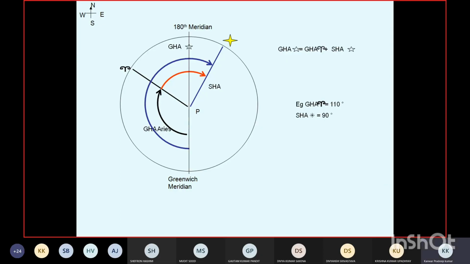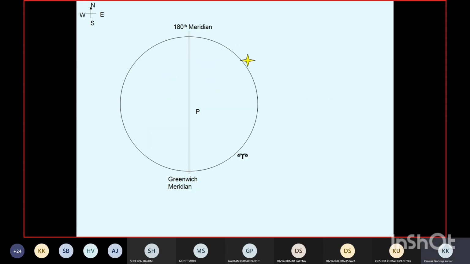So just ignore that Aries example GHA. I think it is intentional over there. Okay. If GHA Aries is equal to 110 degrees, SHA star is equal to 90 degrees, GHA star will be 200 degrees. So this is a very simple equation. Any question, gentlemen, on this equation? Anyone? I think it's very clearly explained over here. Okay.